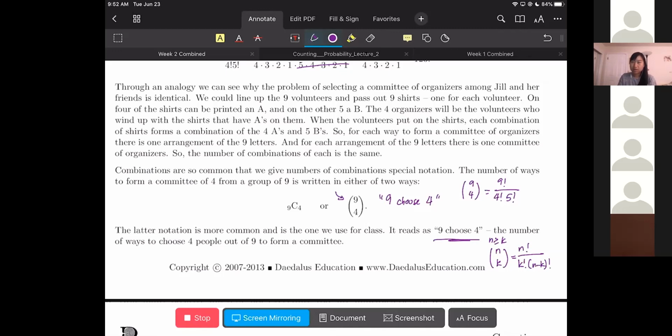Does anyone have any questions? Yes, so it was 9 factorial divided by 4 factorial, 5 factorial. So does it mean that you can swap the 4 and the 5 and bring the 5 before the 4? Yeah, that's a good observation. So in general, you're saying 9 choose 4 equals 9 choose 5. Yeah, you can swap the 5 and the 4. Okay, thanks.